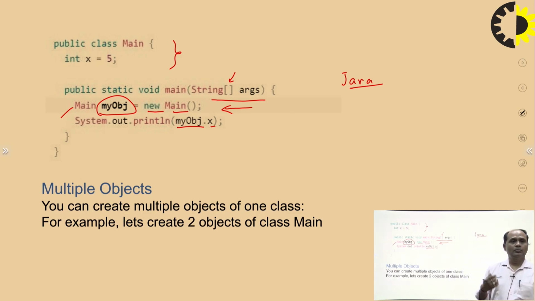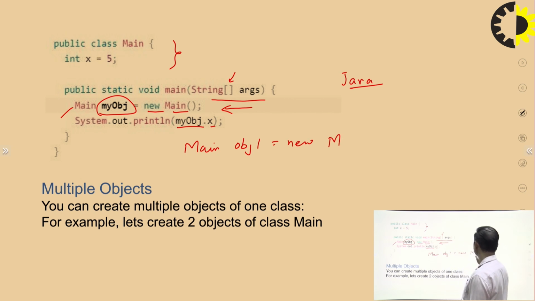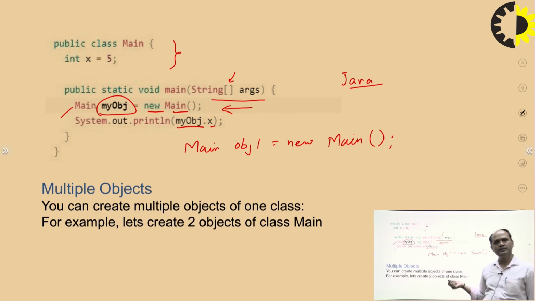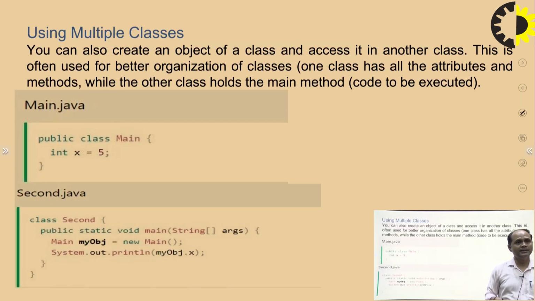We can create multiple objects in one class. We can create like this: Main myObj = new Main(). Suppose we have the name myObj1 equal to new Main(), and this is called the second object of that particular class. You can create multiple objects of that particular class like this.